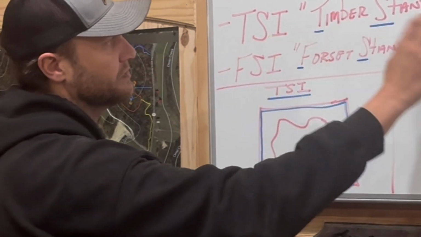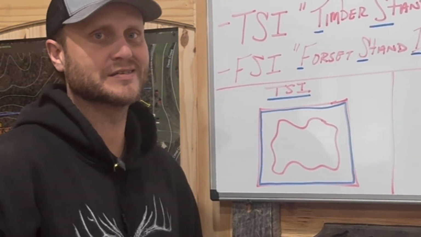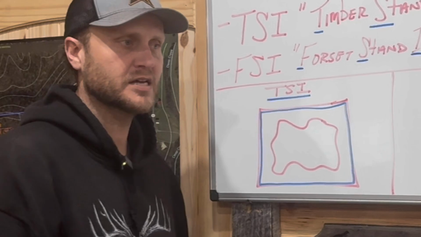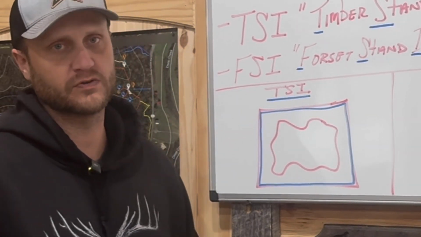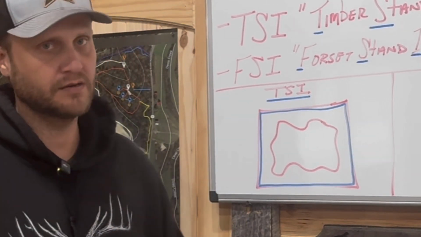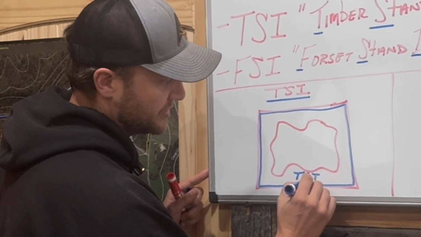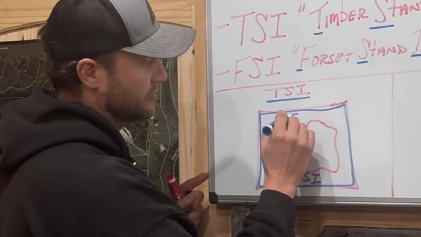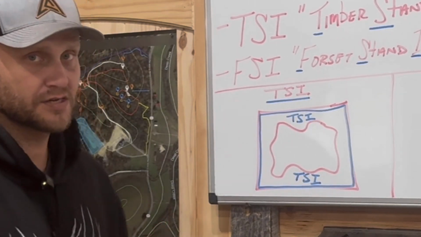So timber stand improvement. Bigger timber means bigger canopy, which means less habitat, less production of deer-worthy food and bedding on the forest floor. That's big, beautiful timber, TSI, timber stand improvement. This area here, guys, should be your TSI areas. Your timber stand improvement should be where your access is at.